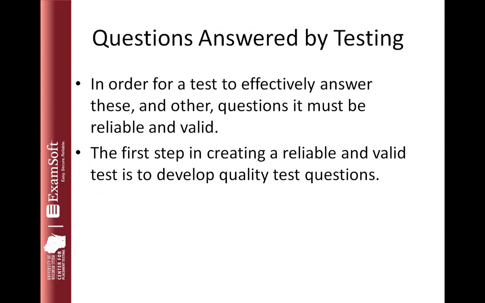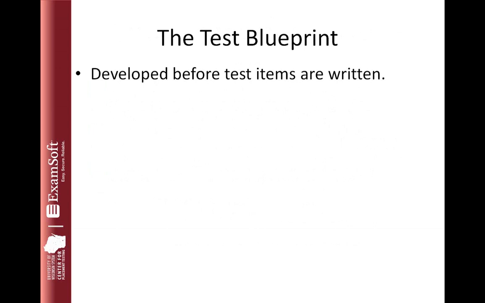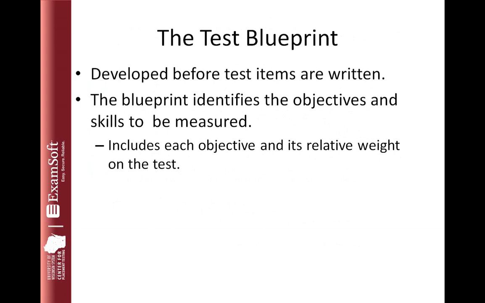When we say quality test questions or test items, we really mean that these items are easily understood, that they're measuring relevant content, and that they can discriminate between examinees who have a high level of the content knowledge versus those who maybe have a lower level of the content knowledge. But before we can even start writing test questions, first we want to develop a test blueprint. The test blueprint identifies the objectives or the skills that we think are important or what we want to measure on our test, and it also assigns a relative weight to these objectives. We'll see an example here on the next slide.